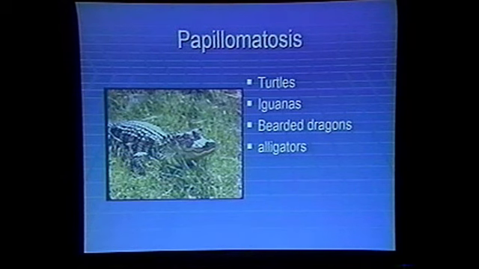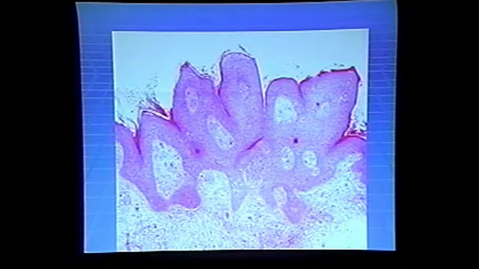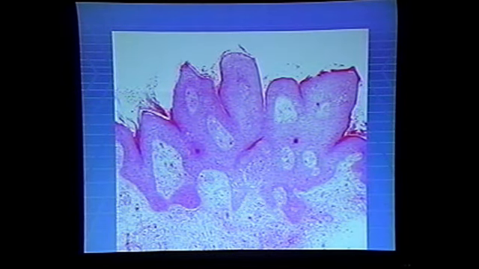Papillomatosis is seen in a broad variety of reptiles, including turtles, iguanas, bearded dragons, and alligators, caused by a papillomavirus or several strains of papillomavirus. This is a white alligator with numerous papillomas along the tail, and the typical presentation of these papillomas is fibropapillomatous change or proliferation of the epidermis and hyperkeratosis. Frequently these are colonized superficially by fungal elements.